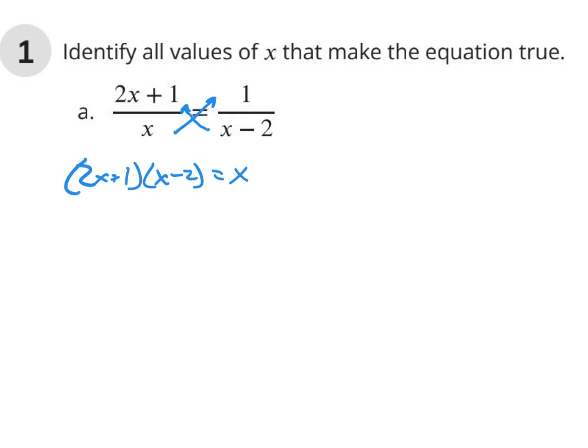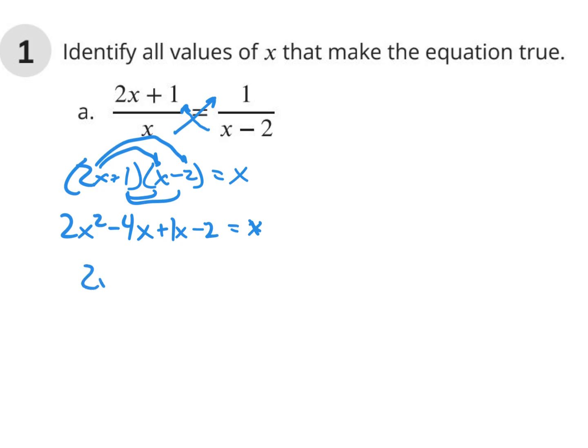Okay, so we distribute. We get 2x squared minus 4x plus 1x minus 2 equal to x. We get 2x squared minus 3x minus 2 equal to x. We subtract x from both sides. We get 2x squared minus 4x minus 2 equal to 0.